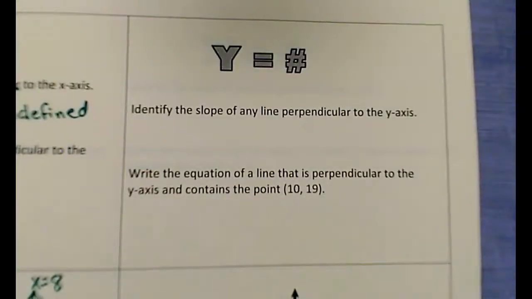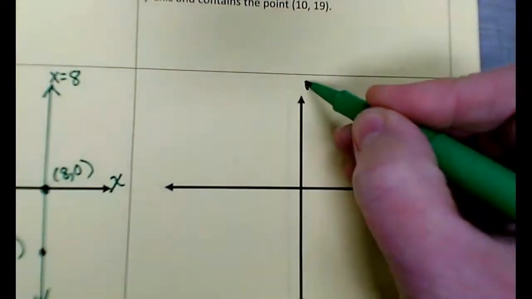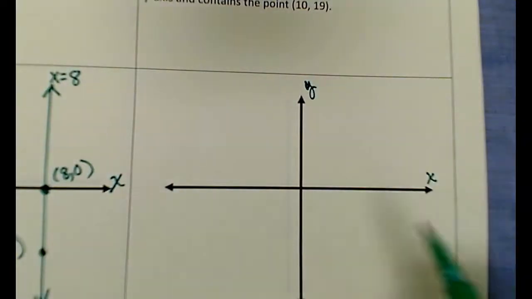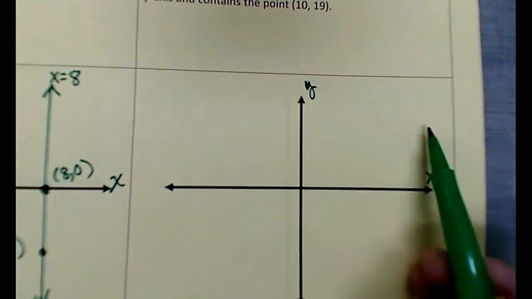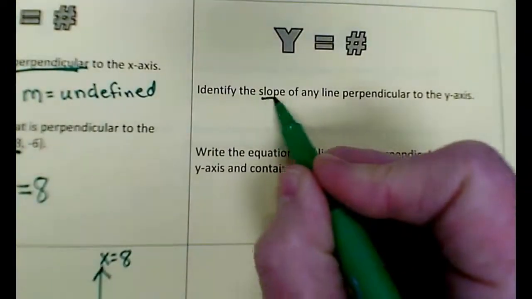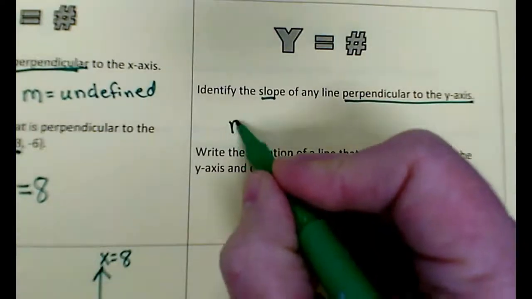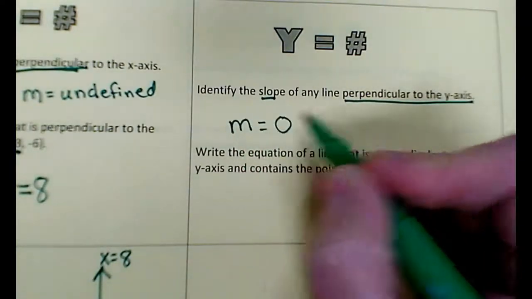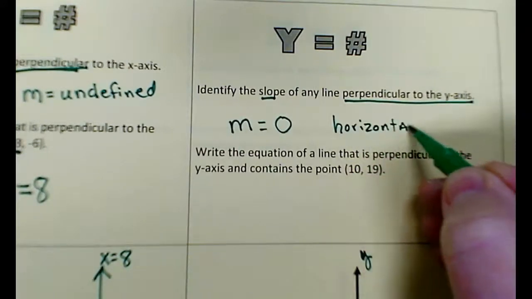Identify the slope of a line that is perpendicular to the y-axis. This is the x-axis. This is the y-axis. If we're perpendicular to the y-axis, we're going this way. We're going to cross the y-axis at a 90-degree angle. The slope of any line perpendicular to the y-axis will be 0 because the line will be horizontal.